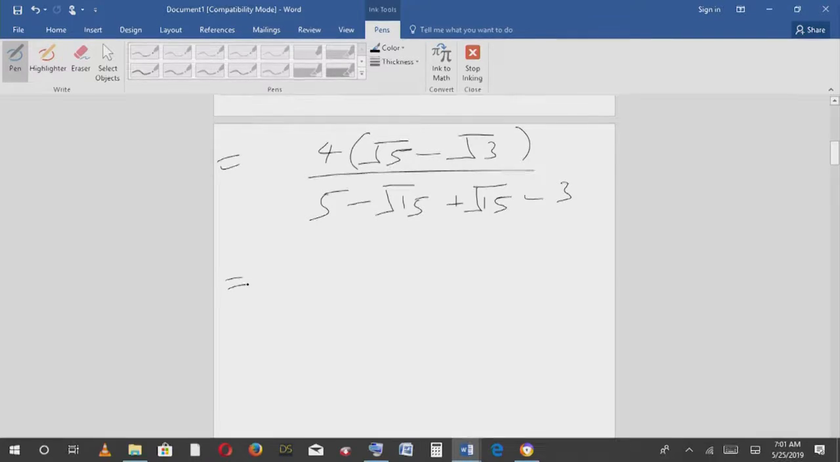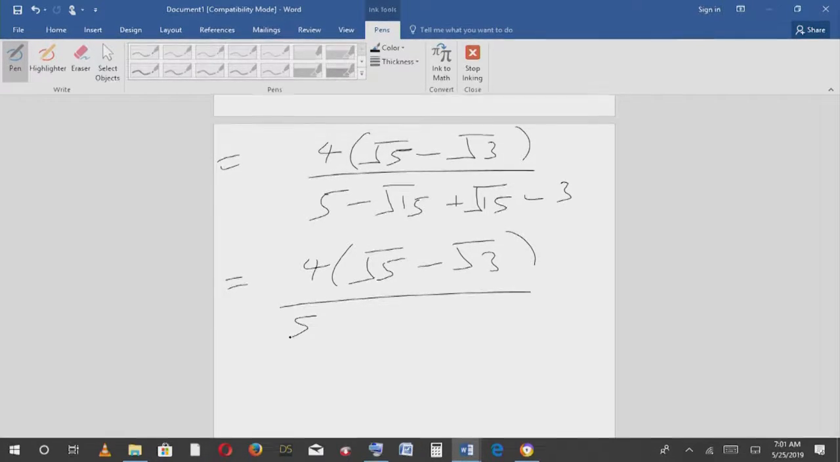We have now ended up having 4 into the root of 5 minus the root of 3, all upon. Now we have 5 minus root 15 plus root 15, which is 0. It's like you saying, I'll give you this orange and then I'll take it back. What do you have next? You have nothing. So therefore, minus root 15 cancels plus root 15. We end up having 5 minus 3 as our denominator.